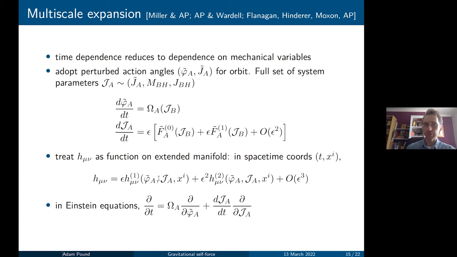So then when we substitute this into the Einstein equations, we just apply the chain rule. A t derivative will act on the dependence on phi, and it'll come with a frequency factor because that's d phi dt. And a t derivative will act on the dependence on these j's, and you get a dj dt times a derivative with respect to j.